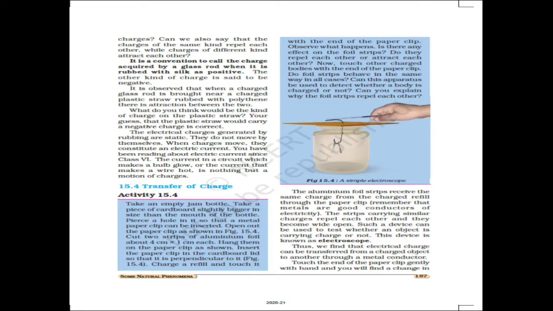Cut two strips of aluminum foil of about 4 cm into 1 cm each. Hang them on the paper clip as shown. Insert the paper clip in the cardboard lid so that it is perpendicular to it.